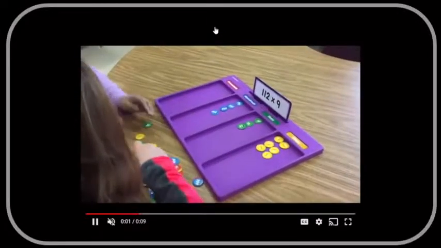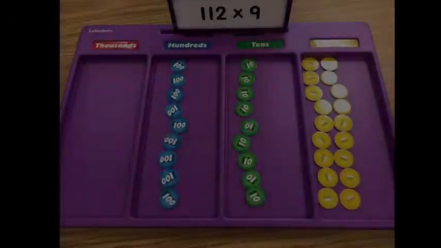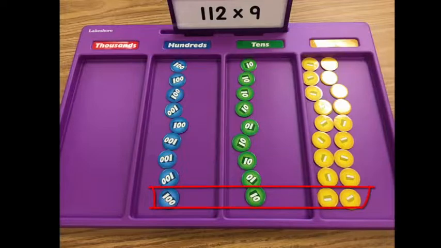In addition to base 10 blocks, students can use place value discs to create equal groups. After creating 9 groups of 112, the students then regroup the hundreds, tens, and ones.